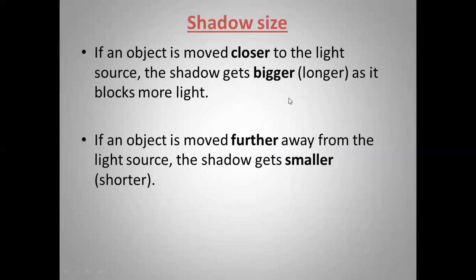The shadow size. The shadow size changes according to the position of the light source and the position of the object. If the object moves closer to the light source, the shadow will get bigger. If the object moves further away from the light source, the shadow will get smaller.